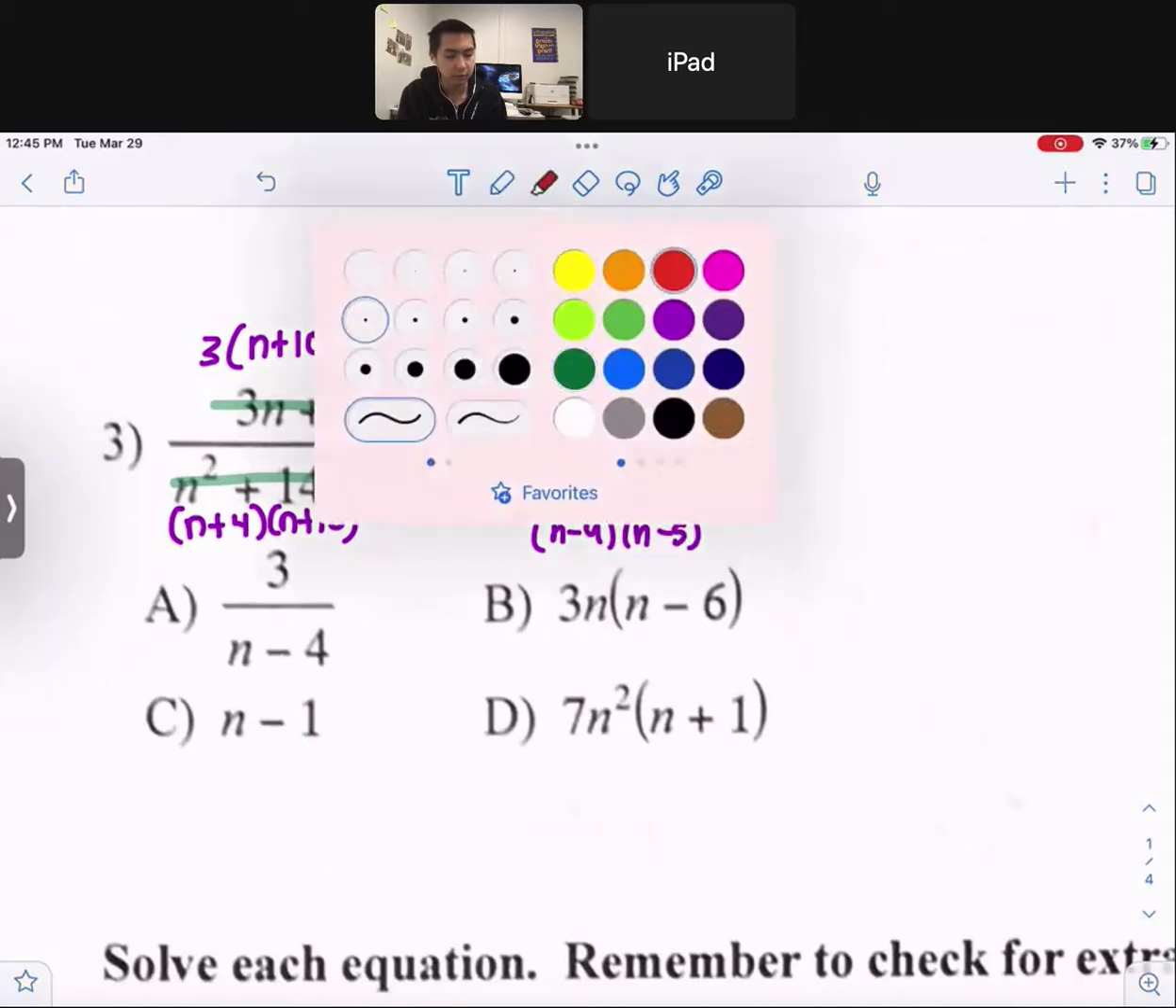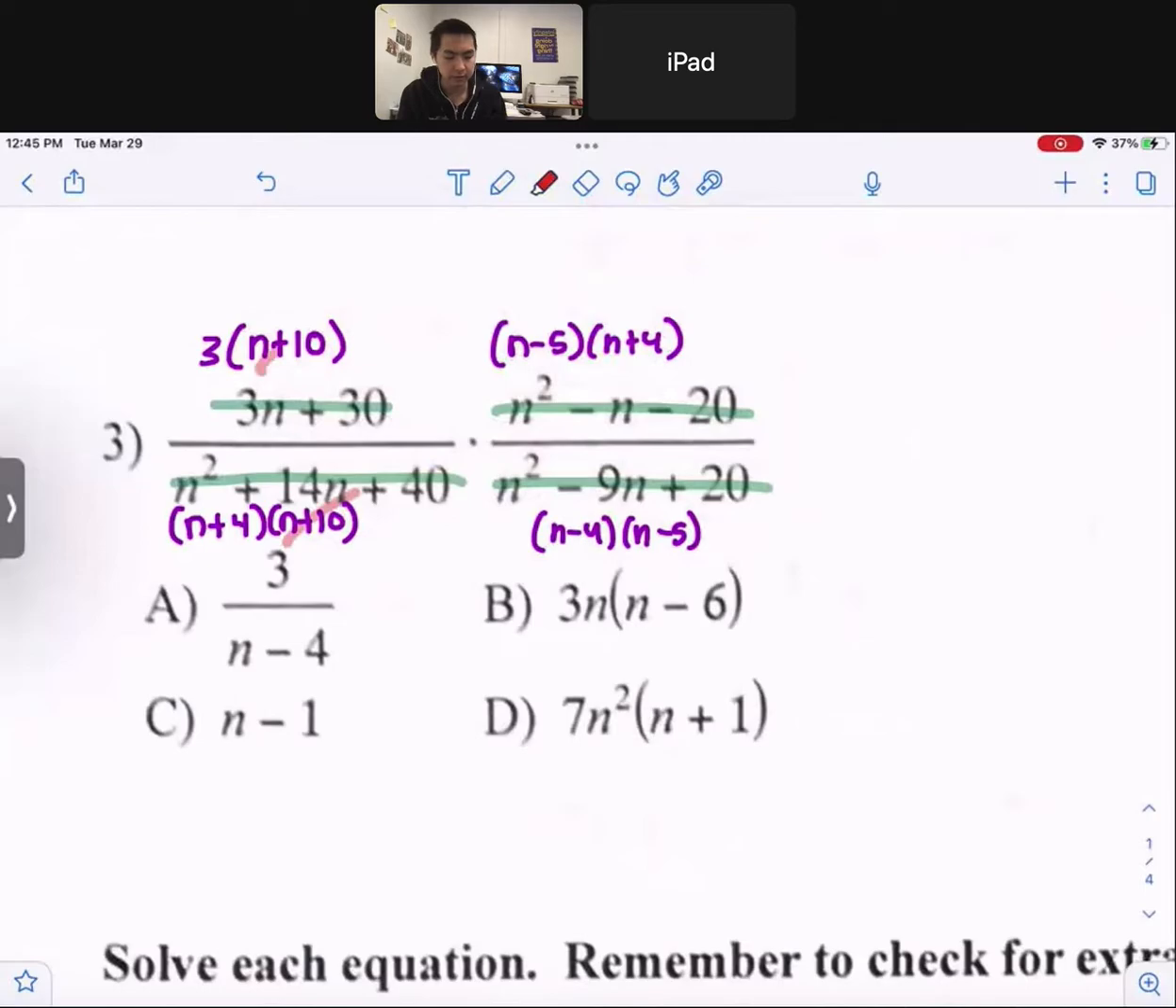And now we cancel away, right? N plus 10s cancel, n minus 5s cancel, and n plus 4s cancel. So all we're left with is 3 over n minus 4, which looks to be A.